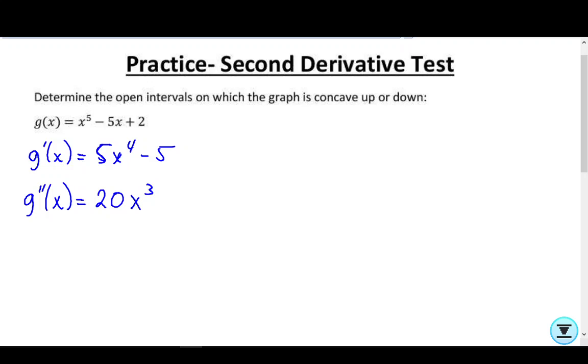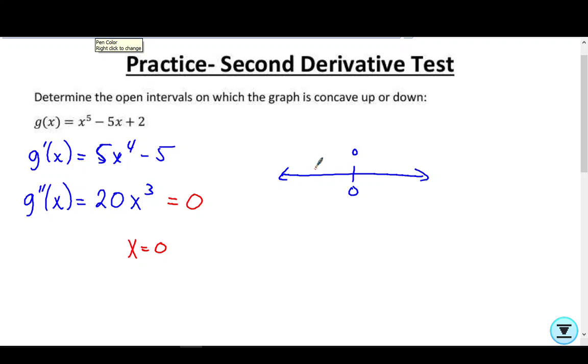So just like a first derivative test, you need to find your critical points of your second derivative by setting it equal to 0, which means x equals 0 is my critical point. Okay, so this is a possible point of inflection. Okay, so then we create our number line. 0 is a 0 of my second derivative.